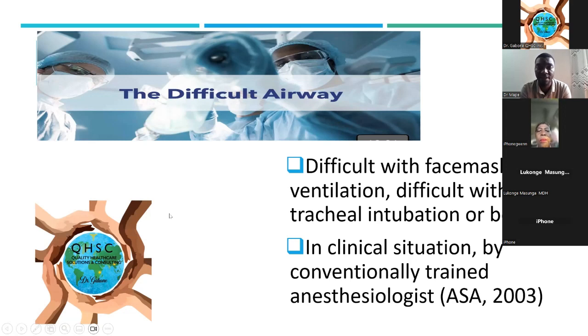So difficulty with face mask ventilation means you cannot properly administer oxygen through a face mask to the patient. Or you successfully do face mask ventilation, but you have difficulty in intubation, meaning that you can't place an endotracheal tube into the trachea of the patient, or having trouble with both. But this has to be a clinical situation and done by a trained anesthesia provider or conventionally trained anesthesiologist. Okay, so next slide.